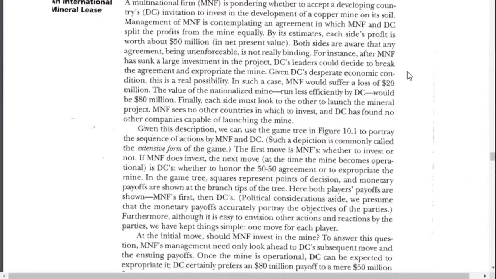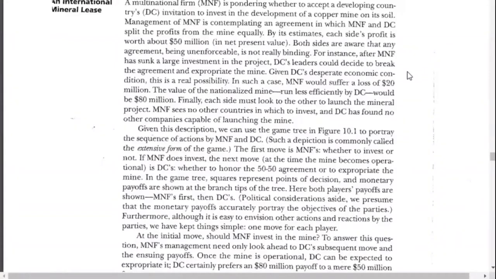Both sides are aware that any agreement, being unenforceable, is really not binding. For instance, after the multinational has sunk a large investment in the project, the developing country's leaders could decide to break the agreement and expropriate the mine. Given the developing country's desperate economic condition, this is a real possibility. In such a case, the multinational would suffer a loss of $20 million. The value of the nationalized mine, run less efficiently by a developing country, would be 80 million.